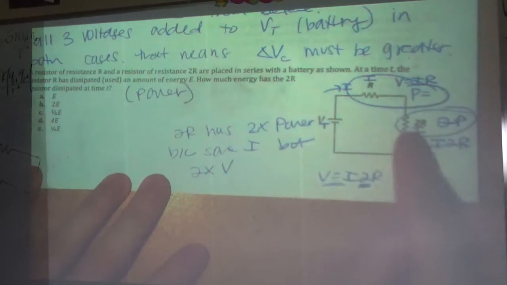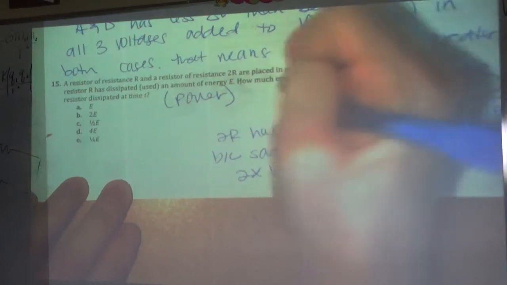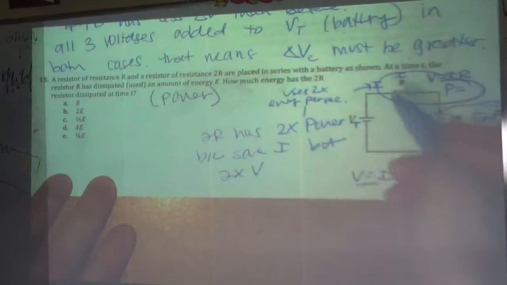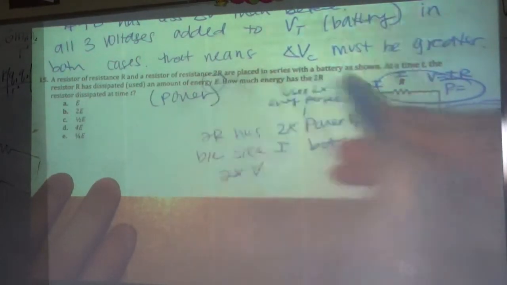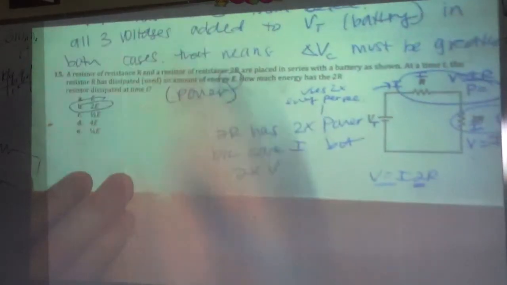Alright, so once we know that this one has twice the power, that means that it uses 2 times the amount of energy per second. So if the first one has used an energy E in that amount of time, then the 2R resistor would have used twice as much energy in that amount of time, so 2E.